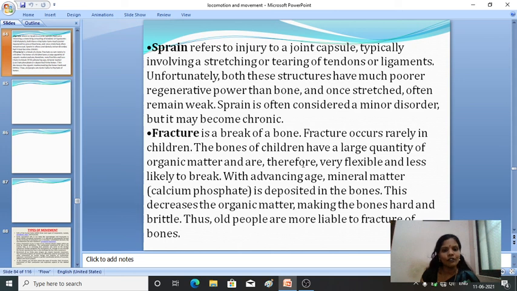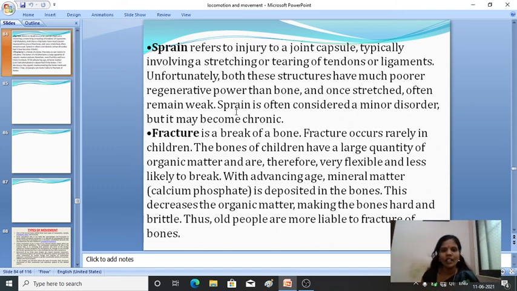Unfortunately, both these structures have much poorer regenerative power than the bones. Regenerative capacity is low in these. Also, once stretched, they often remain weak. So sprain is often considered a minor disorder, but it may become chronic, that is, it may extend for many days.